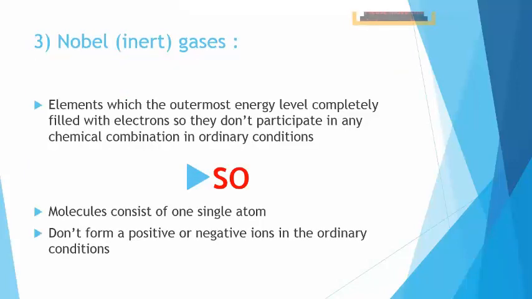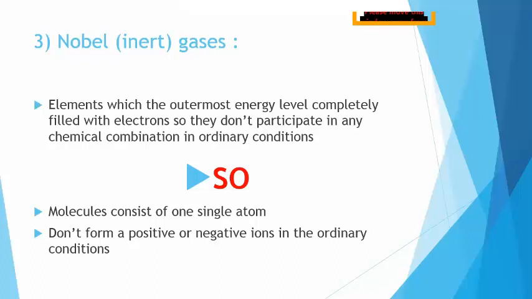Number 3, the third type is the noble gas or inert gas. Noble gas or inert gas, the two names mean the same. These are elements whose outermost energy level is completely filled with electrons. As a result, they do not participate in any chemical reactions or chemical combinations in normal or ordinary conditions. These molecules consist of a single atom.